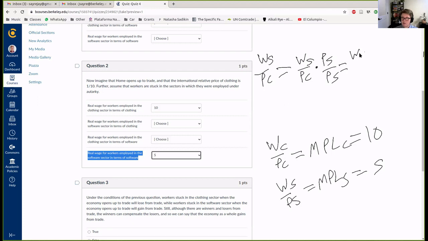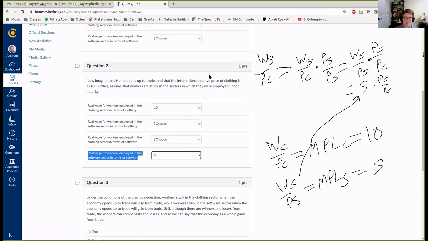But what I can do is re-scramble these denominators, that's fine. That's just reshuffling terms. And so I get WS times PS over PC. Where that's useful is I know WS over PS, so I can just plug in here. That's 5 times PS over PC.